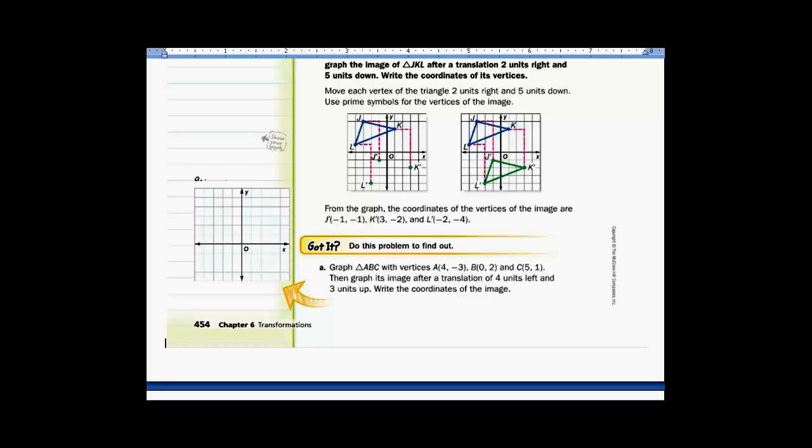Okay, let's just try this one here real quick. We will do this one together. Graph the points. A, 4, -3. So that is point A. B is 0, 2. And C is 5, 1. So that's C.